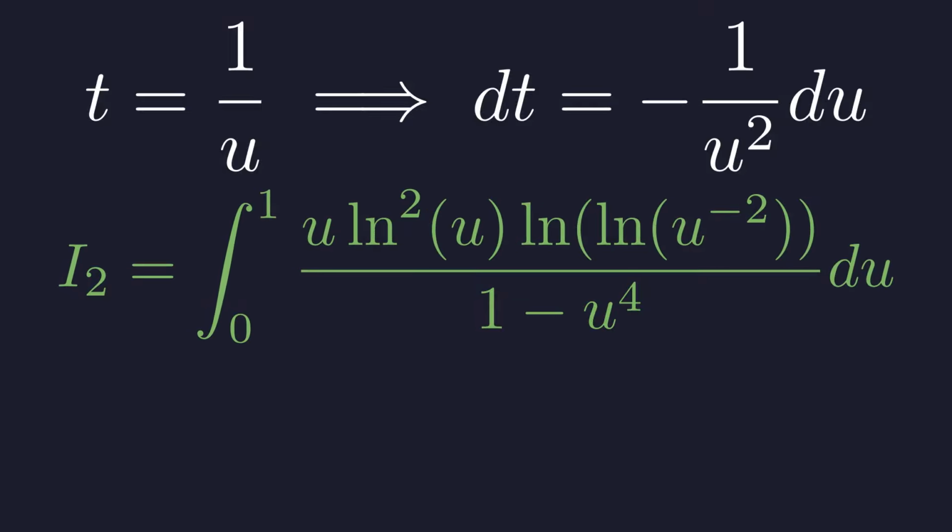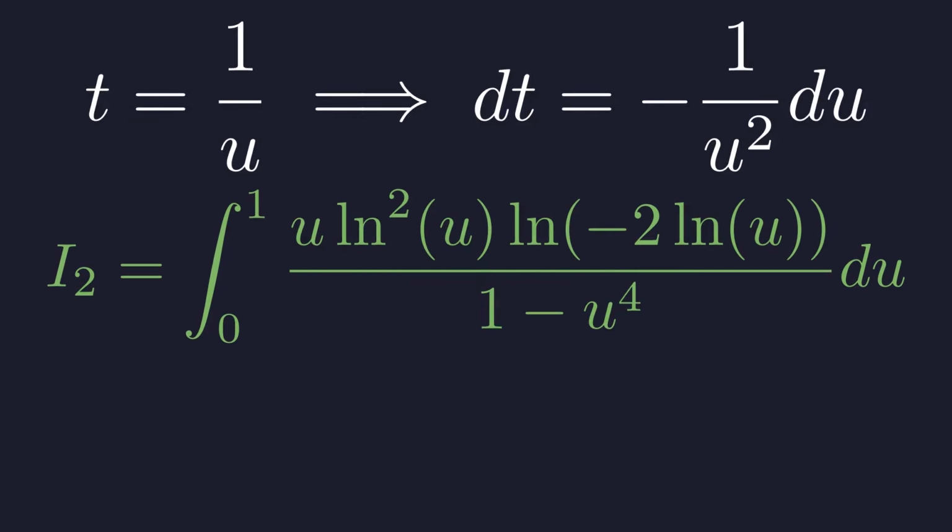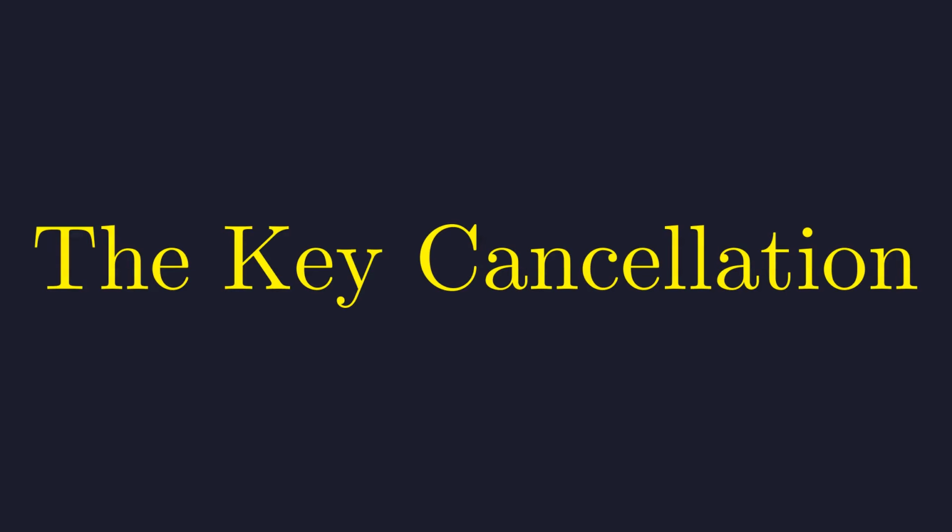Next, the nested logarithm. The natural log of u to the negative 2 is negative 2 times the natural log of u. Since u is between 0 and 1, the natural log of u is negative, making the argument positive. This is the transformed expression for I2. Now we are ready to combine it with I1. The magic happens when we add our original first integral to this transformed second integral.